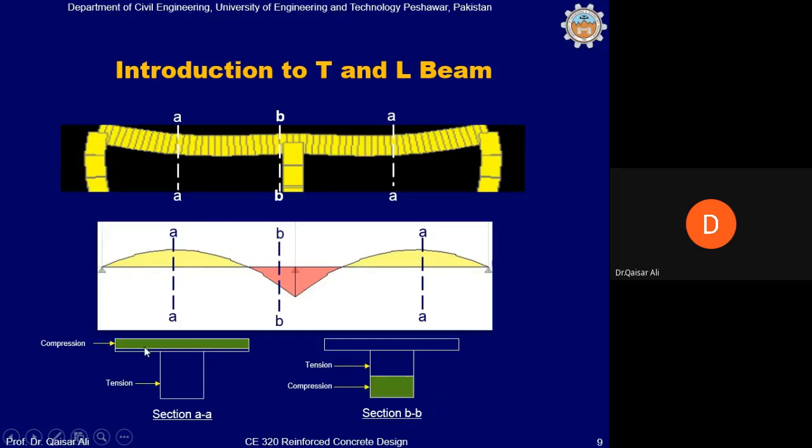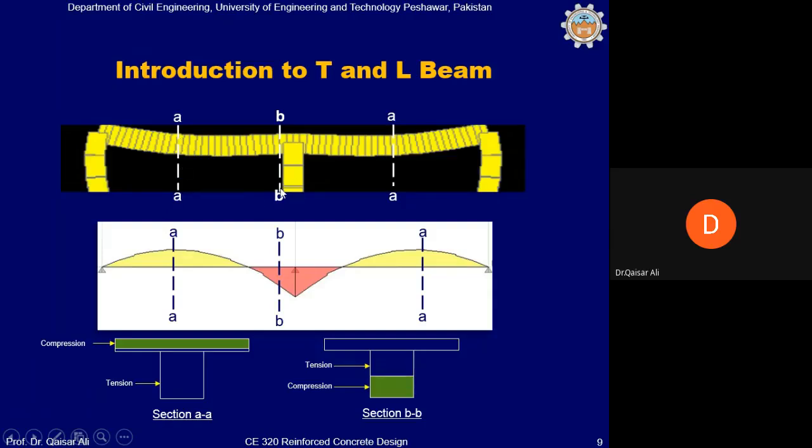So if you take section AA, the beam will look like this, because part of the slab is also part of the beam. In this case, the slab extends on both sides of the beam. When we say that the top portion of the beam is subjected to compressive stresses, it means it is the slab which will be subjected to compressive stresses, because the slab is placed on the top side of the beam.